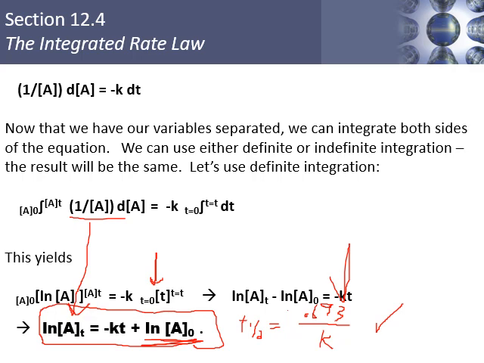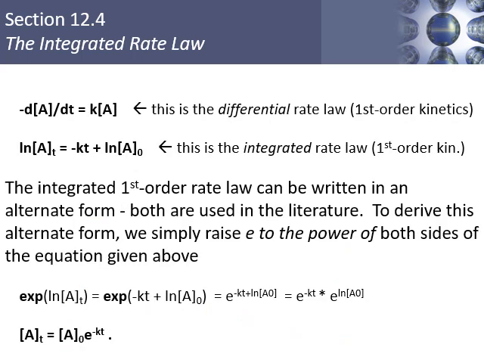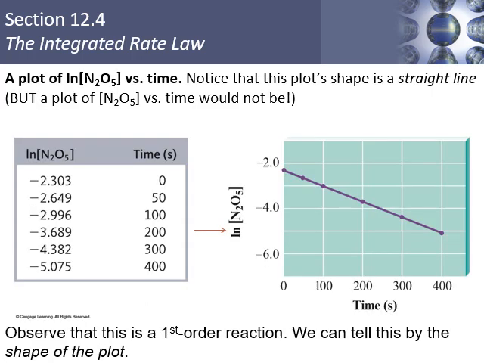Okay, so these problems are done the same way as they would be done for zero order, except you have to take the logarithms. All right, next slide. So the next few slides, I'm just going to start skipping through here. So next, and here's a plot. This time notice that we're taking not the concentration of N2O5, but the logarithm of the concentration of N2O5. We're plotting it against time, and we're getting a straight line.